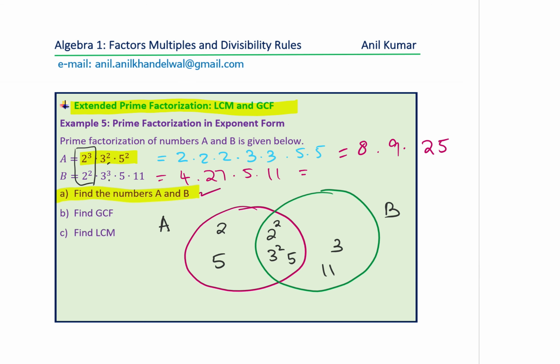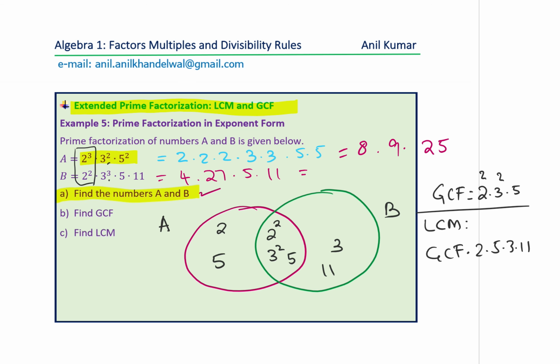And clearly, from here, what is the GCF? Well, in this case, the GCF is equal to 2 square times 3 square times 5. Is that clear to you? And what is LCM? LCM will be the product of all the others. So you just multiply the GCF with the remaining numbers, which in this case are 2 times 5 and 3 times 11. That is 10 times 33. And you get GCF and LCM. So that is how you can easily answer such a question.